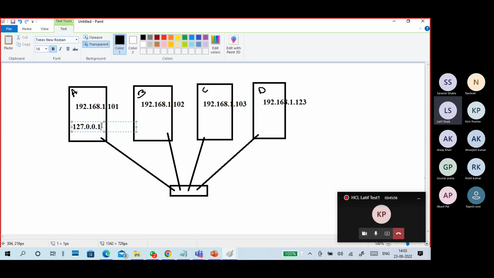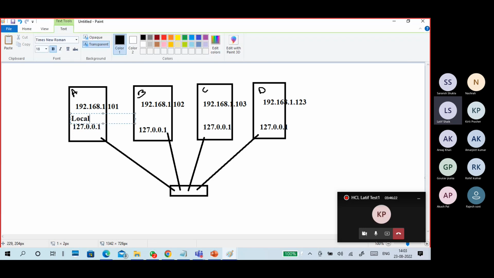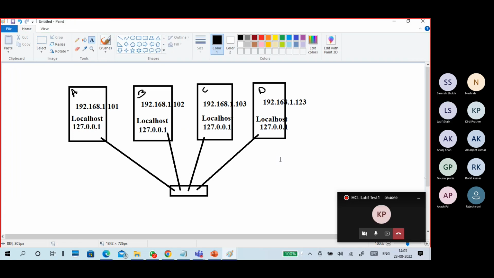It's a loopback or localhost IP address. Every PC has the same IP address. I've written APC, BPC, CPC, meaning every PC has some computer name. But every PC also has the same name, which is called localhost. This PC's name is localhost, this PC's name is also localhost, and this is also localhost. Localhost means myself.